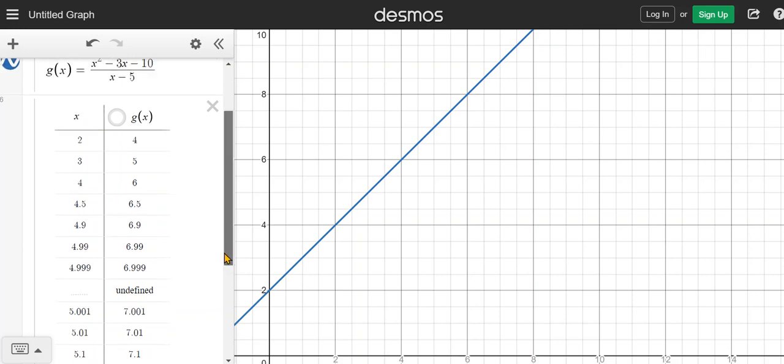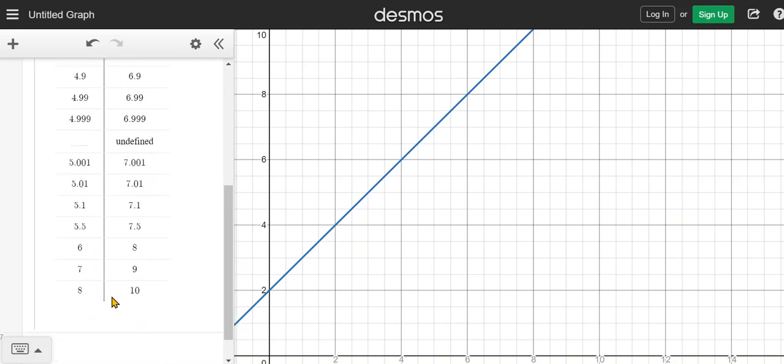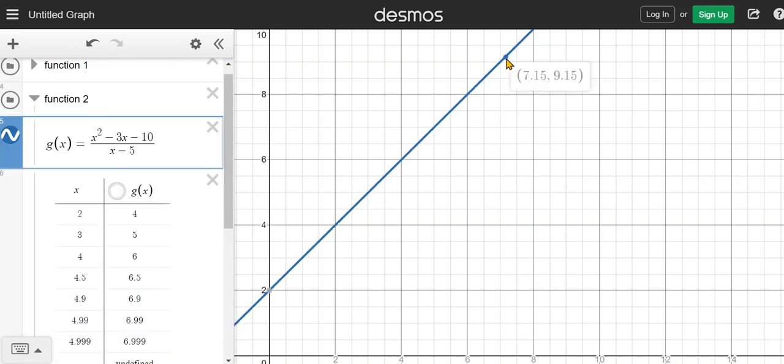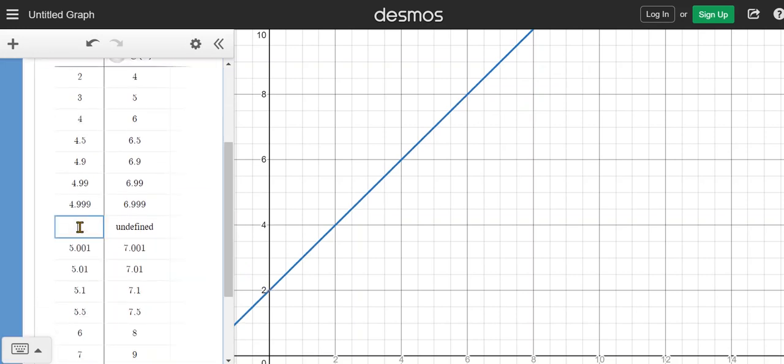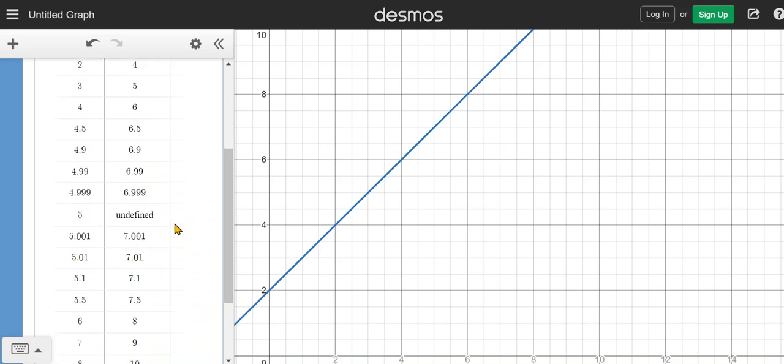But as we approach from the right-hand side, over here now, once again, we are approaching 7. But here's the big difference. What is the function value at this point? If I put in 5, notice that the undefined doesn't go away. It's still undefined. In other words, the function value at 5 doesn't exist.